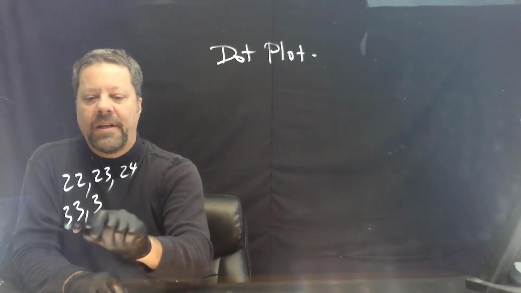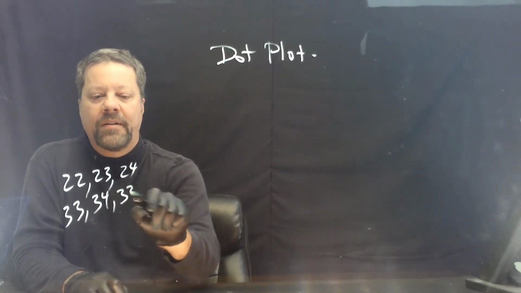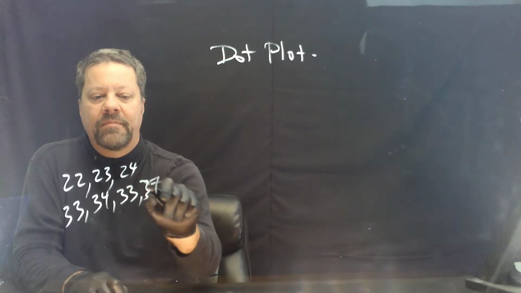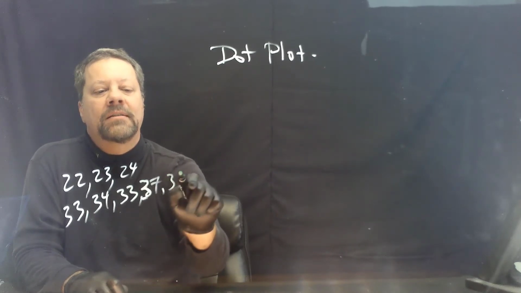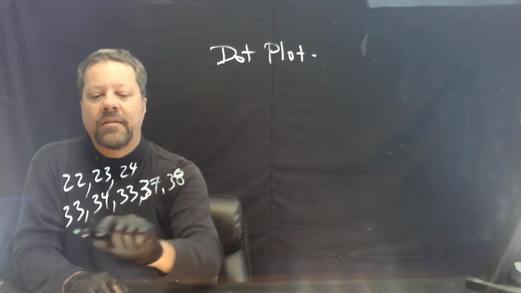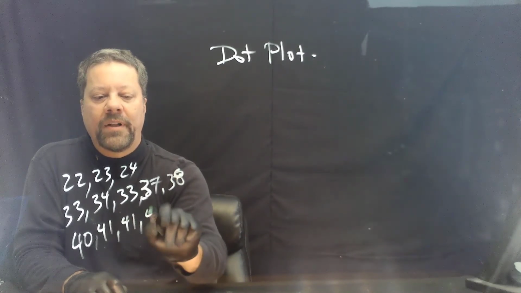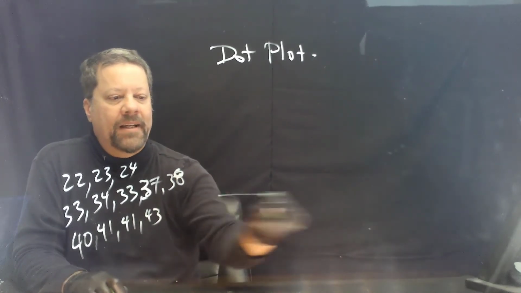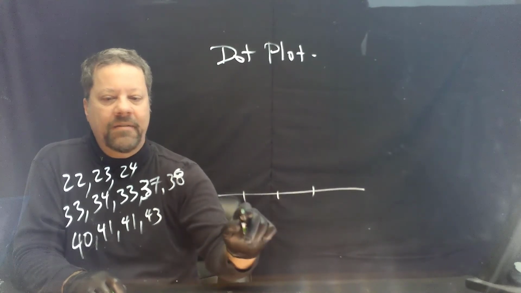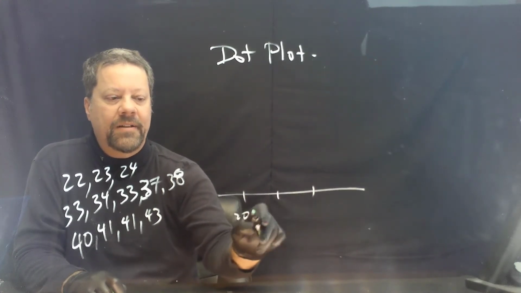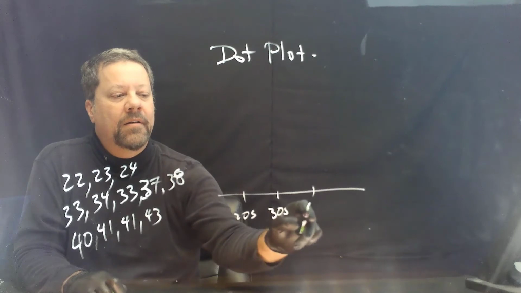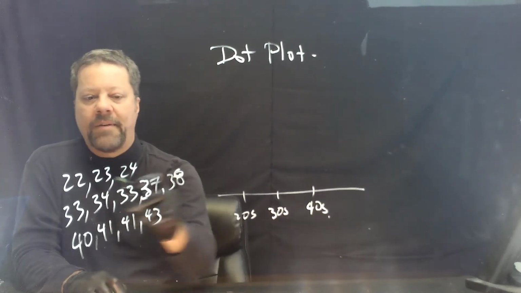33, 34, 33, 37, 37, 38, 40, 41, 41, 43. I might have three different categories here: my 20s, 30s, and 40s. How many of these do I get?